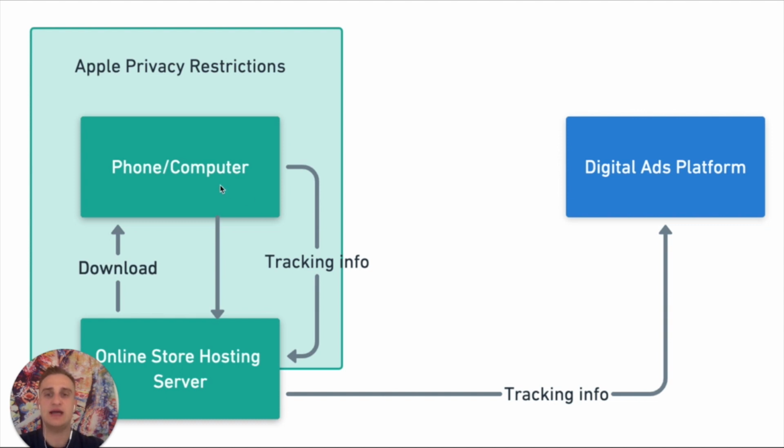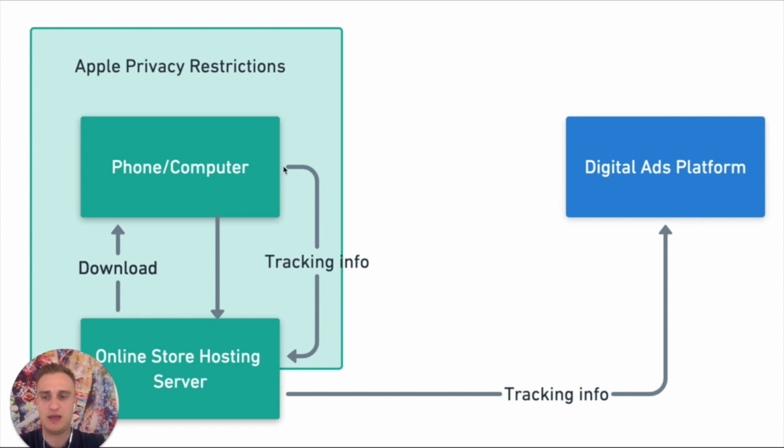So basically, what's the differentiation between those two? Instead of sending the tracking information directly to the digital advertising platform, we are sending it just to our server, to our hosting provider, which Apple allows us to do. And then our hosting provider, which is outside of Apple boundaries, because this is a separate server, a separate computer which Apple doesn't have anything to do with, passes this data to the digital ads platform. So it happens the same way. We have the same tracking info, but now we have this kind of a workaround.